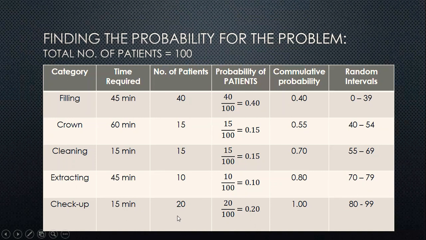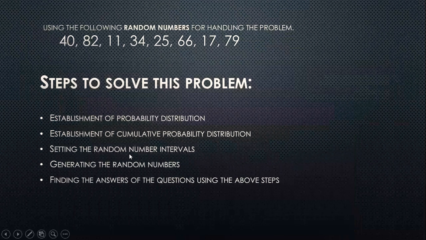So now we can add up the cumulative probability. The first is as it is, which is 0.40. By adding the next probability, we sum up, so it becomes 0.55, then 0.70, then 0.80, and then exactly 1. In the next step, the third step, which is setting the random number intervals.